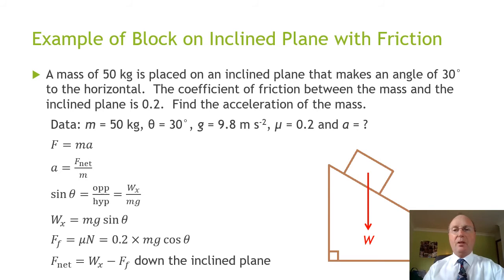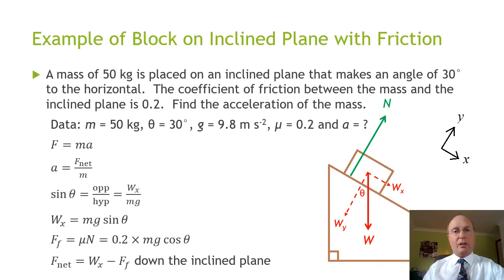There it is, with W for weight, downwards. And the vector has, again, two components. N, the normal force, perpendicular to the surface of the ramp. And there are the components, Wx and Wy. Now the normal force is perpendicular to the inclined plane. It is equal in magnitude but opposite in direction to Wy. So the two forces cancel out.